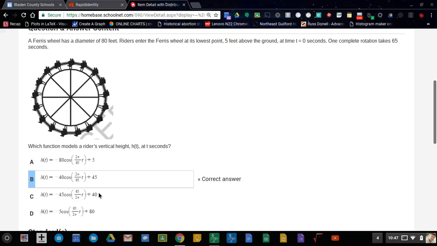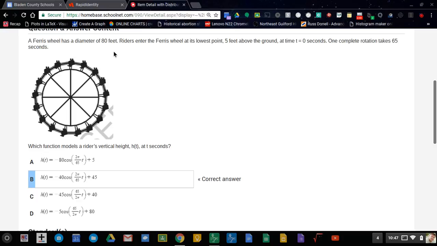Okay? So a Ferris wheel has a diameter of 80 feet. Riders enter the Ferris wheel at its lowest point, 5 feet above the ground, at time t equals 0 seconds. One complete rotation takes 65 seconds. Okay?